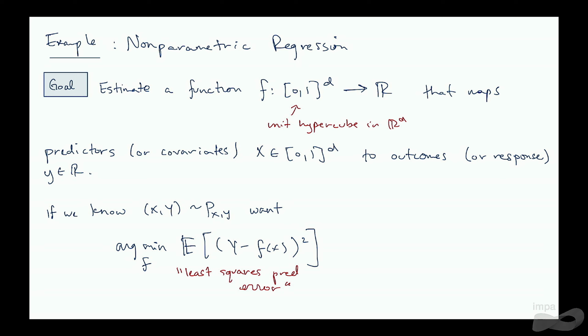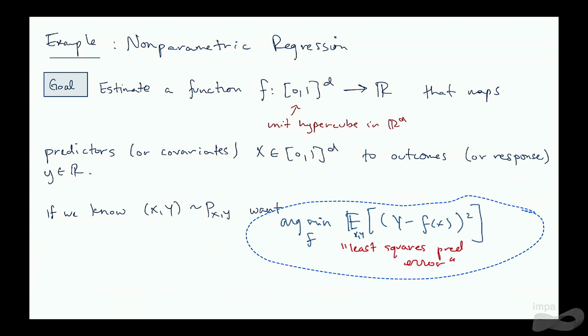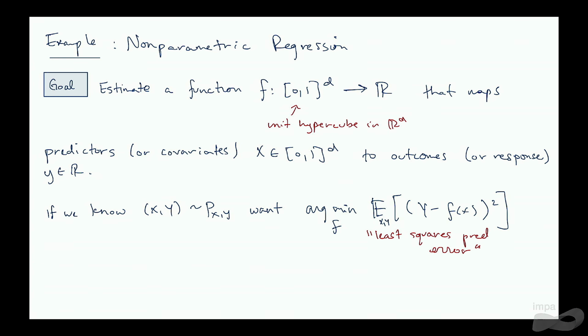So if we knew the joint distribution of x and y, we would want to minimize this least squares prediction risk, and maybe I'll move this up here so I can fit this all on one page. It's easy to show, and again we'll do this maybe in the next class, that the f that minimizes this is the following. It's what we call the regression function: the function that calculates the conditional expectation of y given x. In statistics, this is called the regression function.